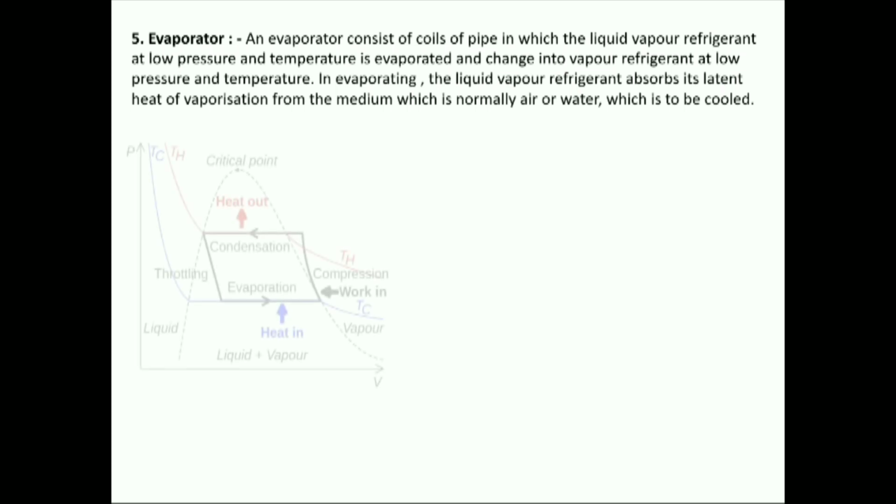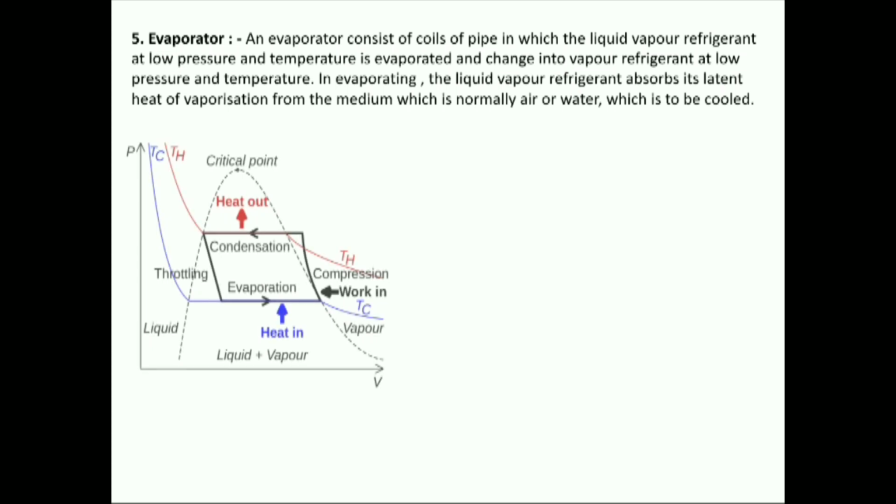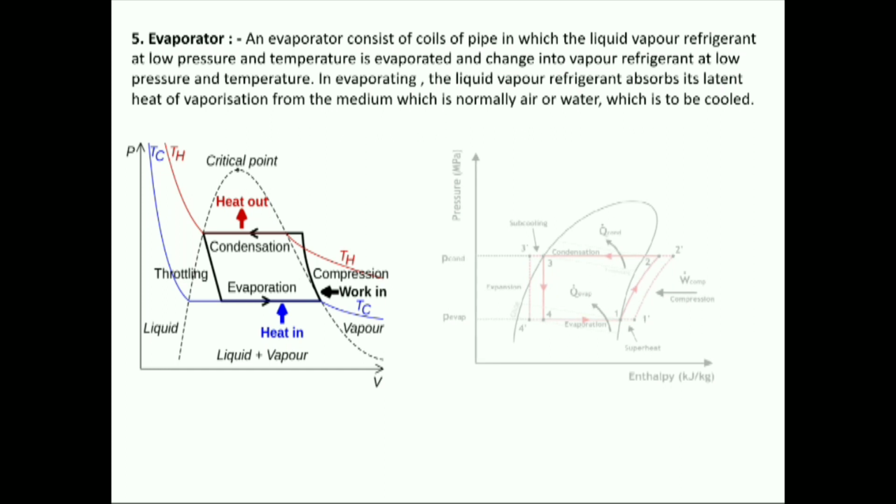5. Evaporator. An evaporator consists of coils of pipe in which the liquid vapor refrigerant at low pressure and temperature is evaporated and changed into vapor refrigerant at low pressure and temperature. In evaporating, the liquid vapor refrigerant absorbs its latent heat of vaporization from the medium, which is normally air or water, which is to be cooled.